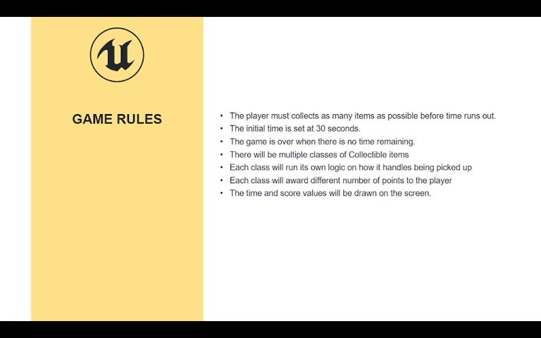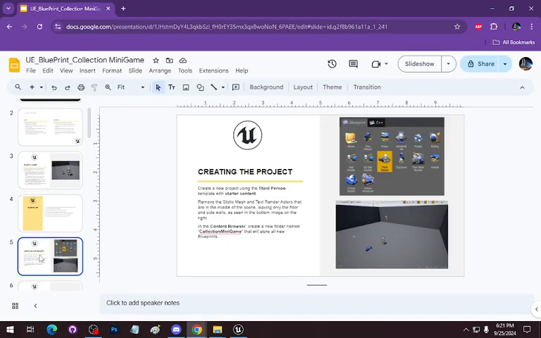Some may have an effect on the game itself. For example, we'll make a collectible that adds 5 seconds to the time when you pick it up. Each class will award a different number of points to the player, and then time and score values will be drawn on the screen. We'll also get the number of pickups as well. So we'll go through that.